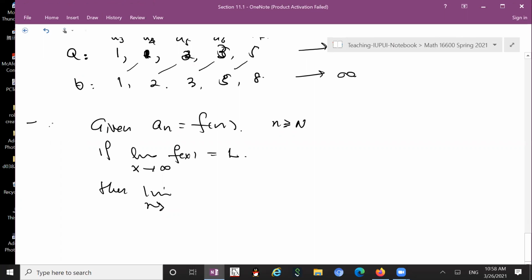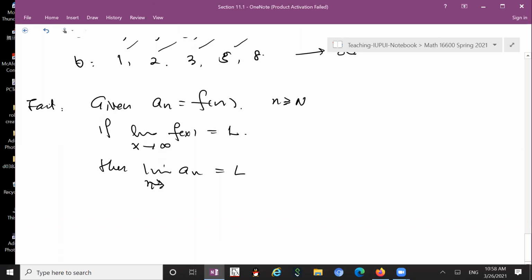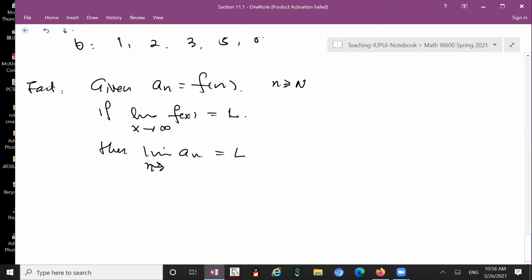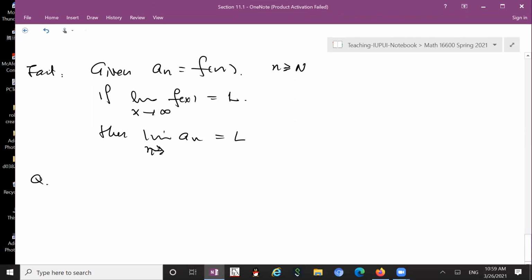This is an important fact. Of course, because when x approaches infinity, x takes all the possible real values approaching infinity. In particular, when x takes the value n, you should have the same limit. If you use this fact, then you may be able to answer the question.